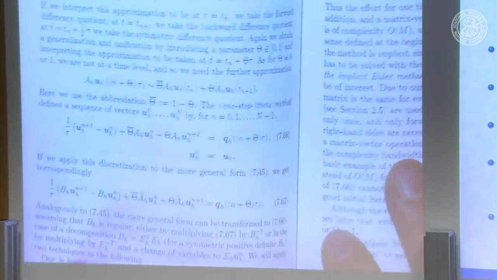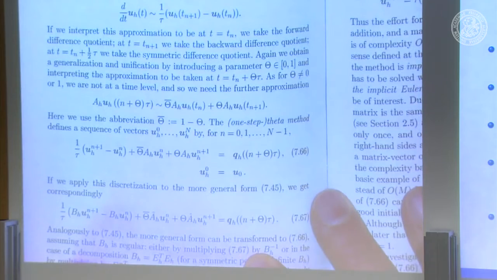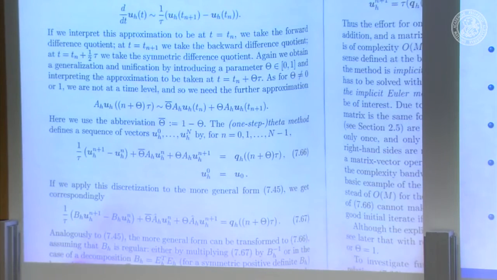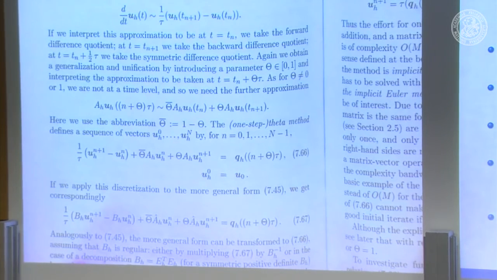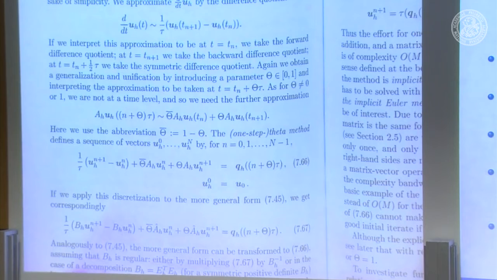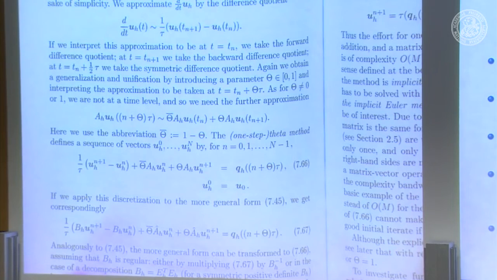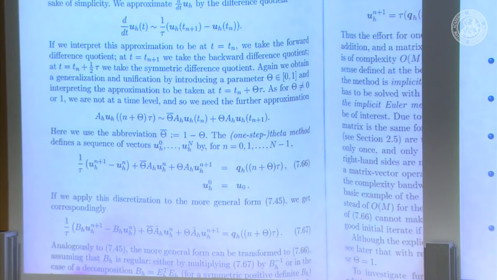Maybe we go back to this formula, and you see what we have to do. Let's now look at the selection theta equals 1. That is called the implicit Euler method, and it's the most simple implicit Runge-Kutta scheme of first order. So what do we do?